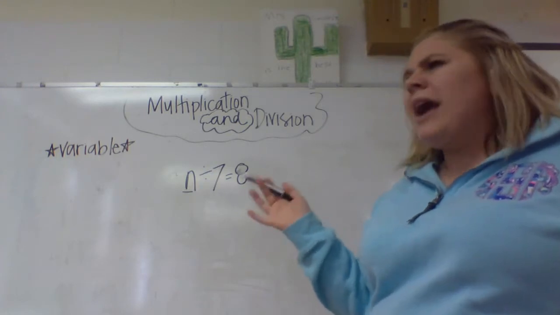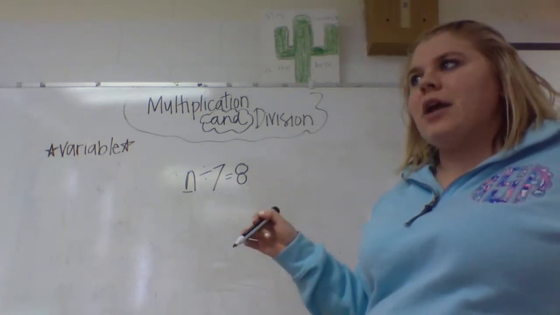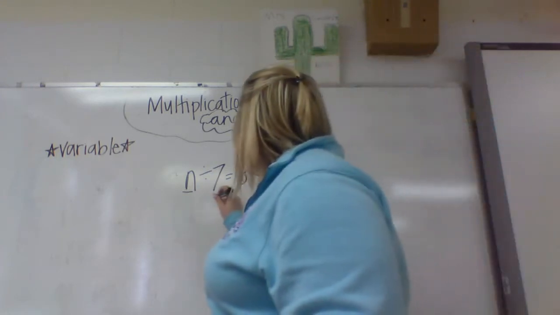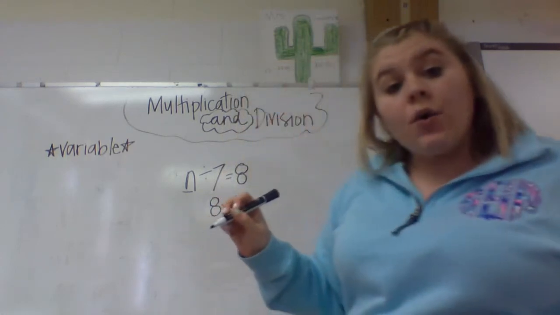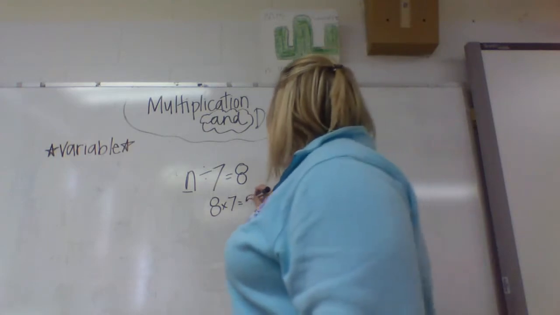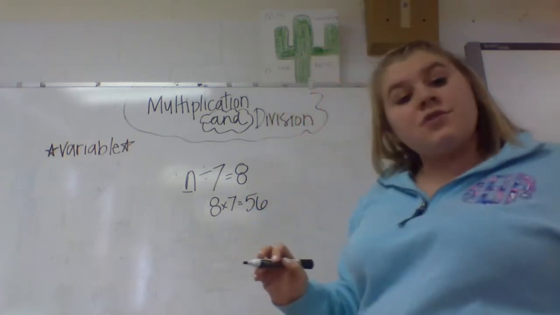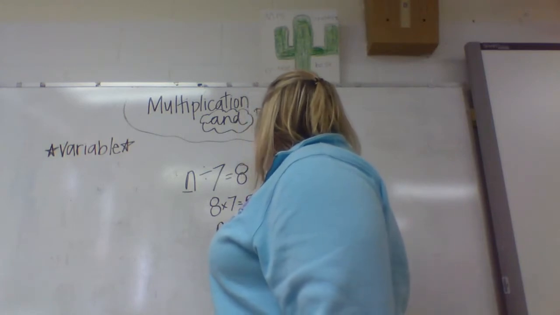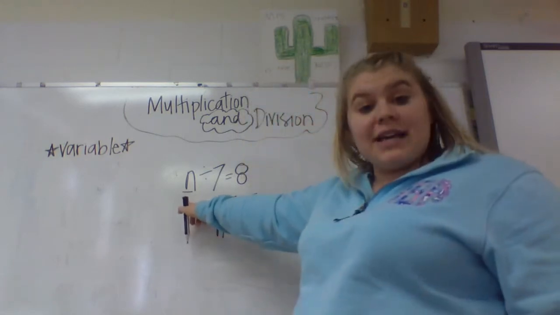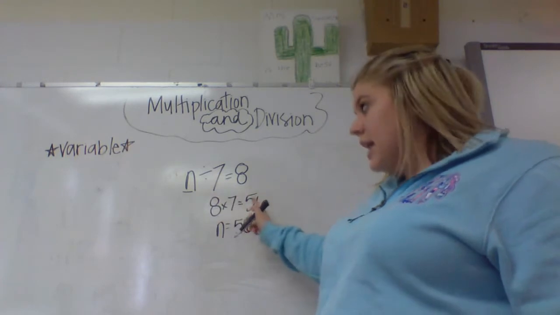So then we think, what divided by 7 equals 8? Well, I can solve that by doing 8 times 7. We know that 8 times 7 equals 56. So that means that n has to equal 56, because 56 divided by 7 equals 8.